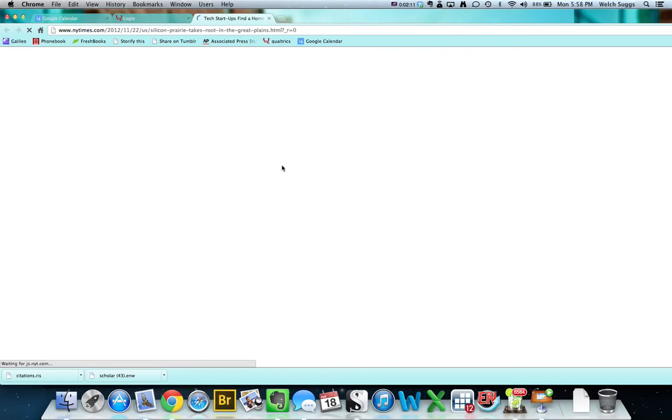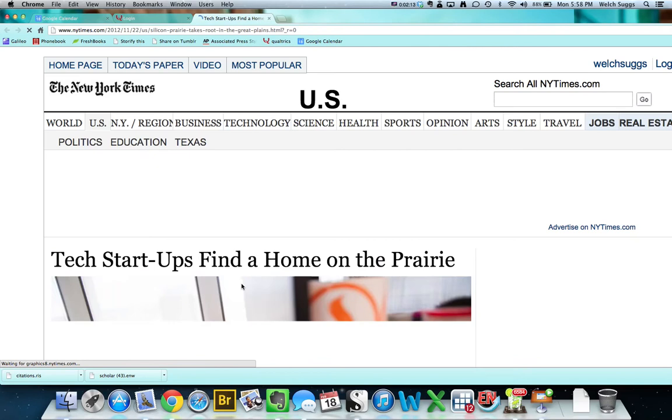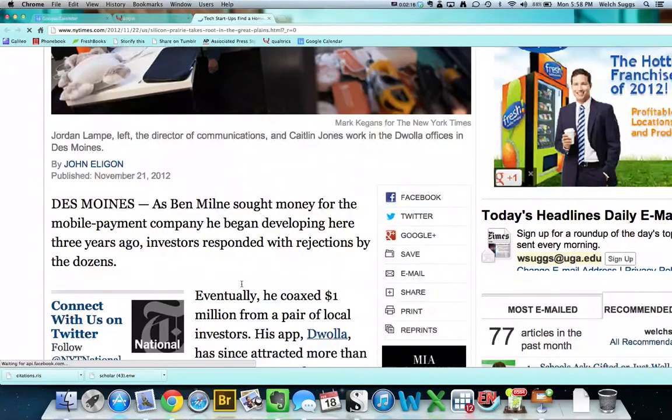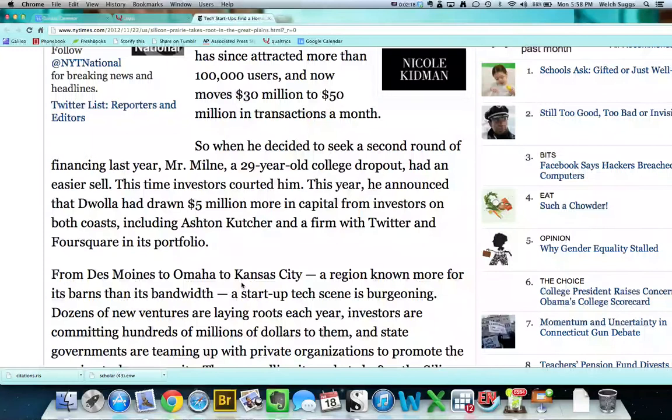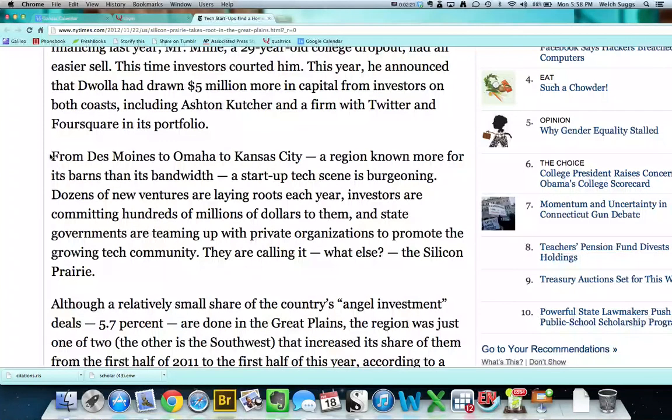We talked about this story a little bit in class, but this is from the New York Times. It's a profile about Silicon Prairie. It starts with this anecdote about this guy, Ben Milne, but then it has a perfectly constructed nut graph right here that explains that startups and IT firms are booming in the Midwest. From Des Moines to Omaha to Kansas City, a startup tech scene is burgeoning. Dozens of new ventures are laying roots, investors are committing money to them, and state governments are trying to help, and they're calling it Silicon Prairie. That is just a perfect example of a nut graph.